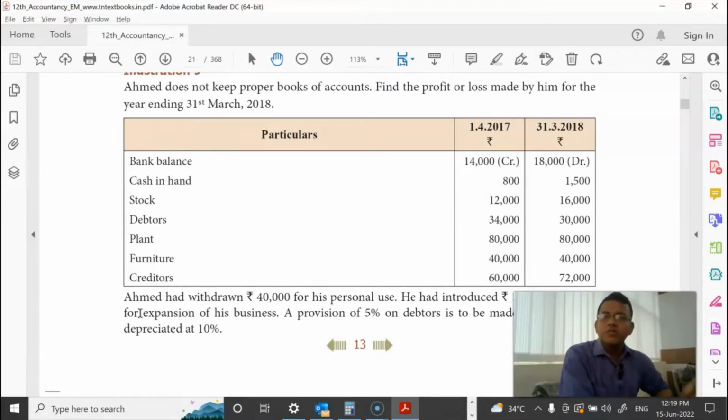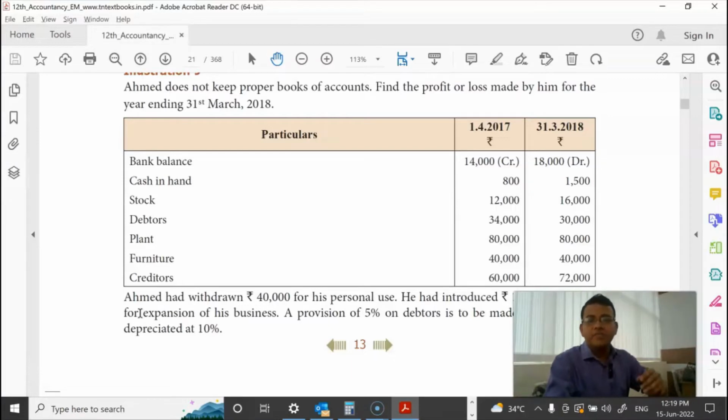So what do we do generally? When we need to find the profit and loss, we compare the capital, that is the opening capital and the closing capital. Whatever is going to be the difference, that is going to be the profit which is added during the year. Because the books are not maintained in double entry system, we are going to use this method.